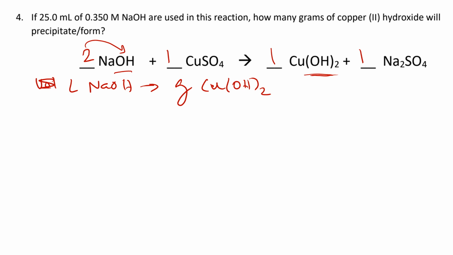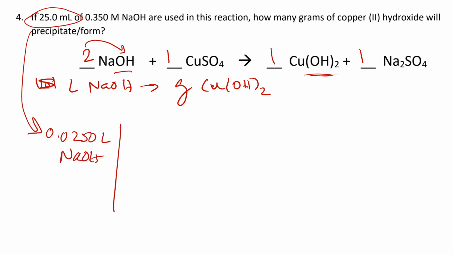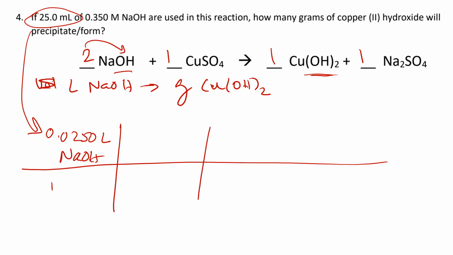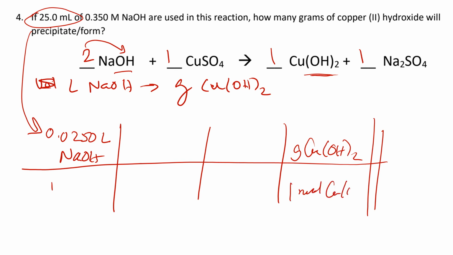So I'm going to start off with my volume. Remember that my milliliters should be in liters, so this will become 0.0250 liters of NaOH. Convert this over to grams eventually. Grams of copper 2 hydroxide. The reason why I put this 1 mole already is because I know that I'm dealing with grams. That means I'm going to have to use a molar mass at some point.